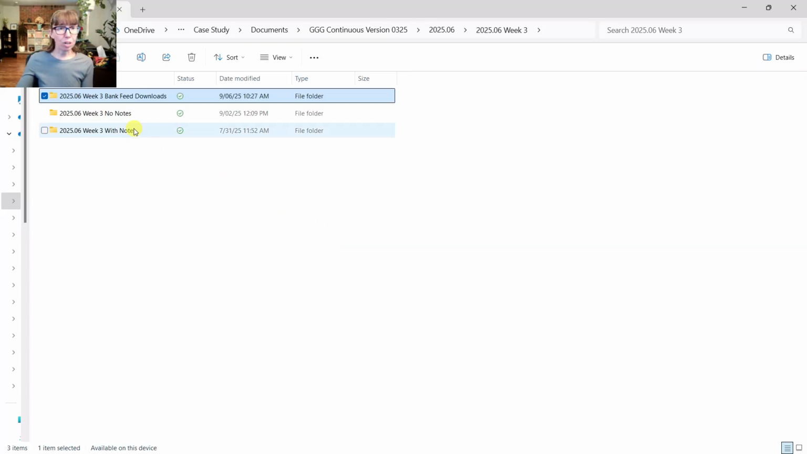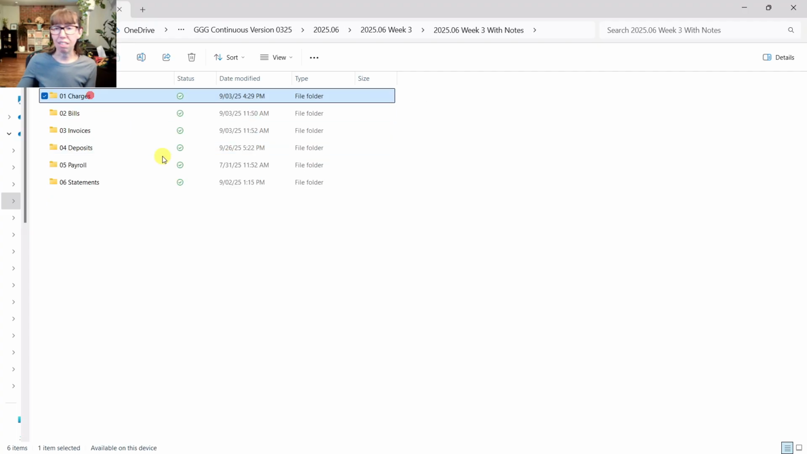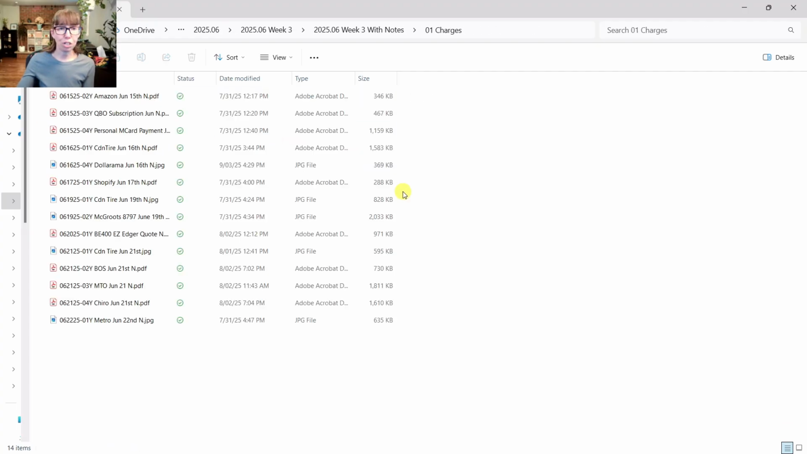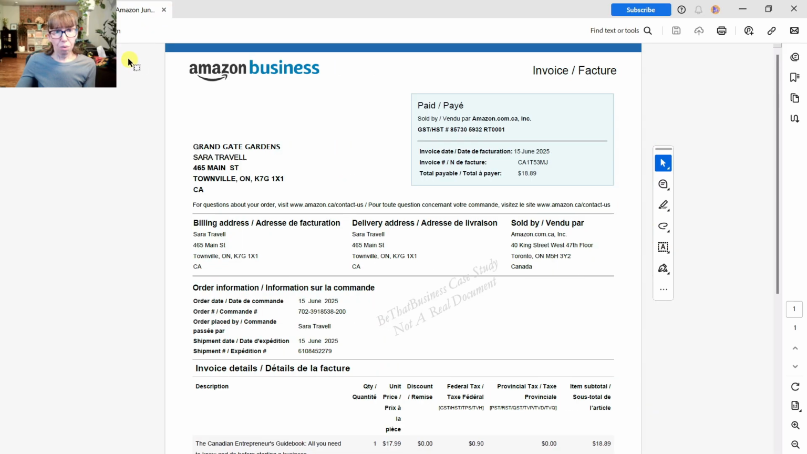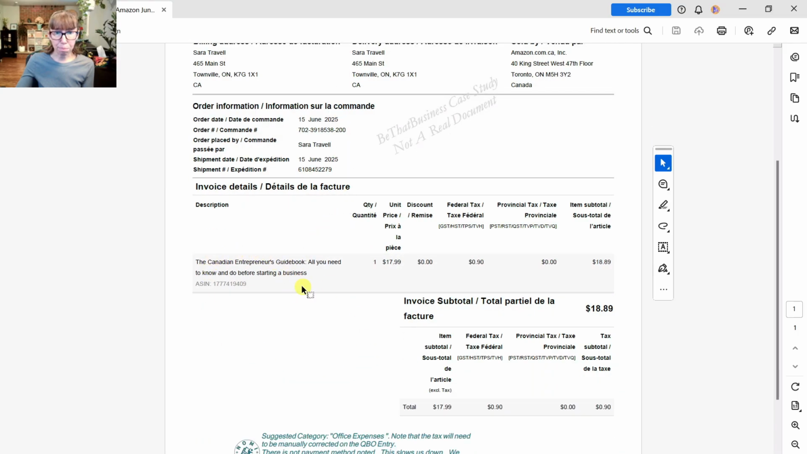So the next thing we want to do is look at the charges. Open up the charges. It's actually quite a lot here in week number 3. Let's start with this Amazon one. So here we go with Amazon, and we can see that it was purchased on Amazon Business for Grandgate Gardens. We can see that it's a book.